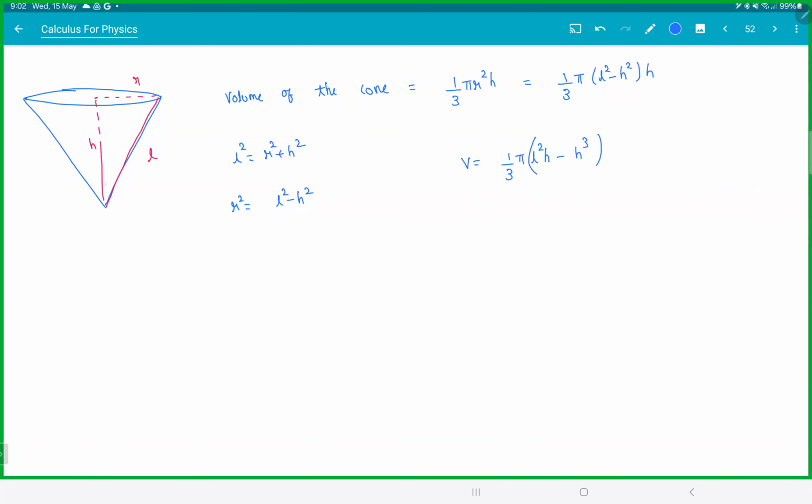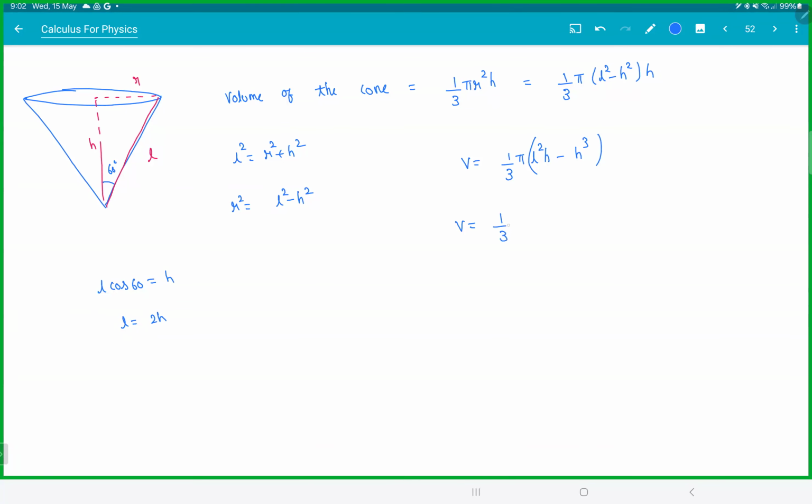Second thing, this angle is given 60 degrees. That means what is the relation between L and H? L cos 60 is equal to H. That means H is equal to L by 2. Fair enough? So L is equal to 2H.